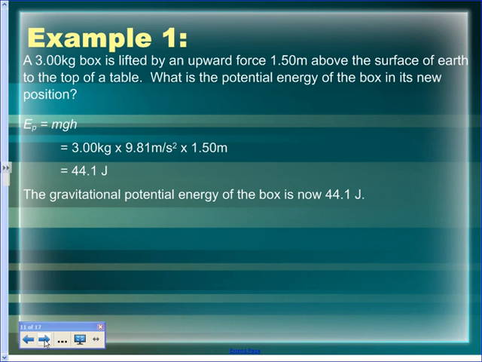All right, so example here, guys. We've got a 3 kilogram box lifted by an upward force 1.5 meters above the surface of the Earth to the top of a table. We want to find the potential energy of the box in its new position. Anytime we want to find potential energy, we use this formula, E equals m times g times h, and we simply plug in our numbers because we don't have to manipulate this one. 3 kilograms times 9.81 meters per second squared times 1.5 meters. When we do that, we should get 44.1 joules.